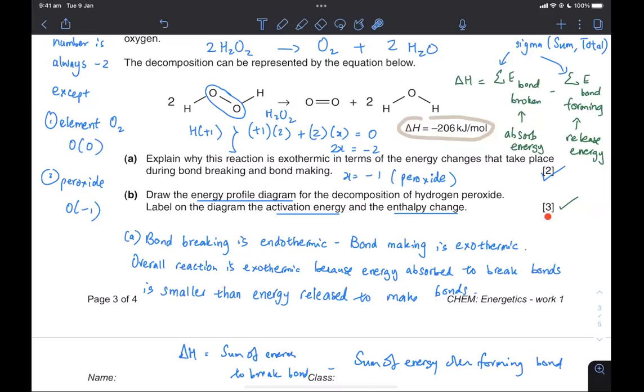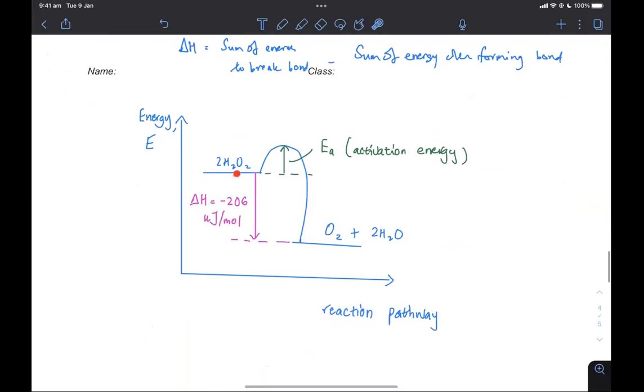Draw the energy profile diagram for 3 marks, label activation energy and enthalpy change. Typically, I don't want to write the names unless the question specifies, so what I do is I write the formula. As you know, this is one of the ways I can produce oxygen gas in the lab. This was in the presence of something like a catalyst, okay? So this is without catalyst. If I use a catalyst, it's going to be faster.